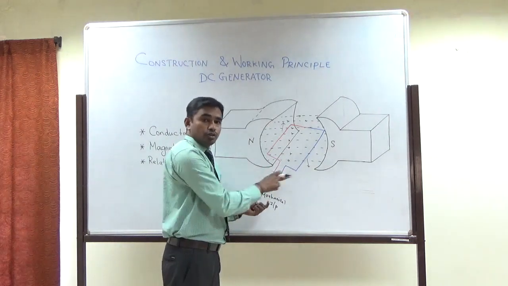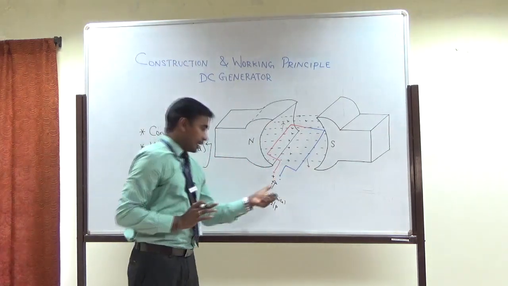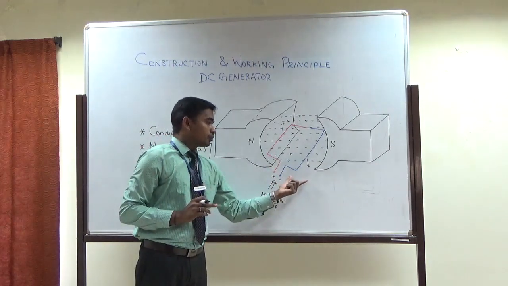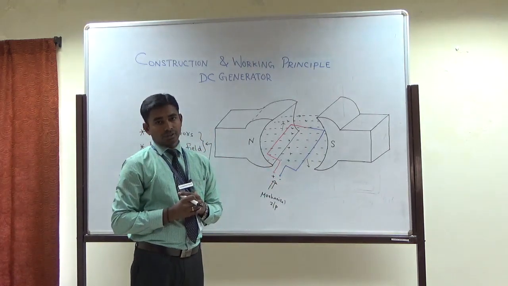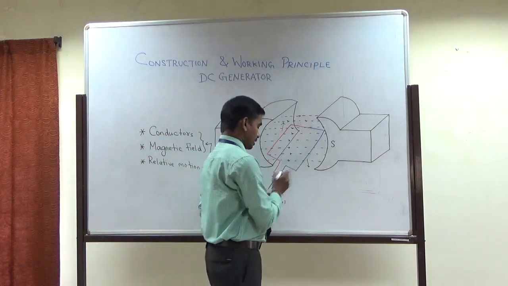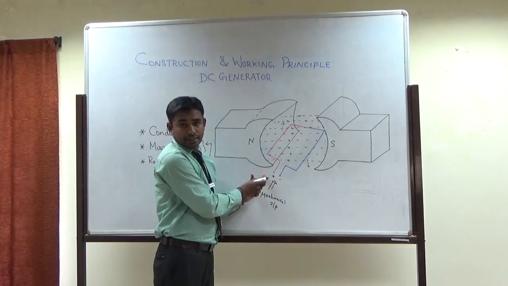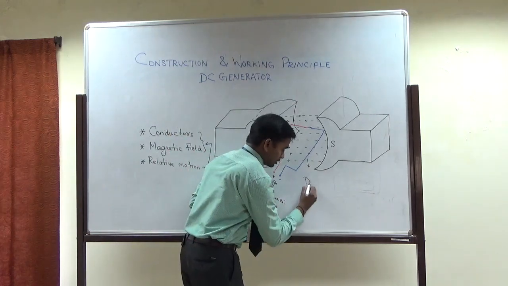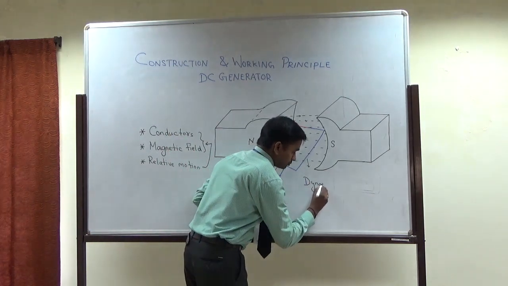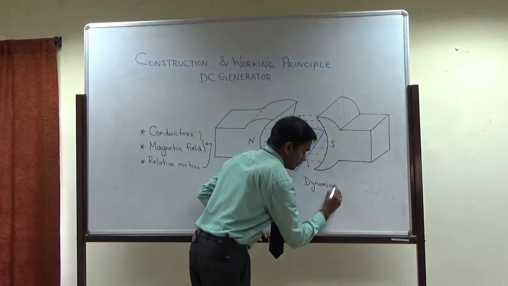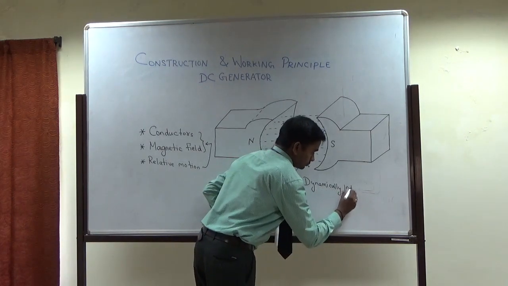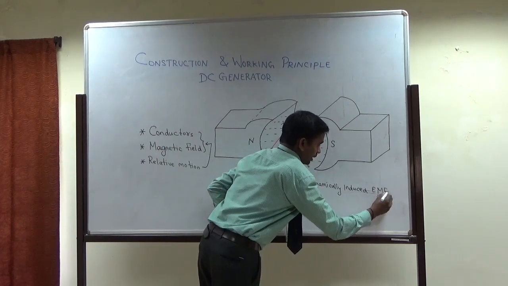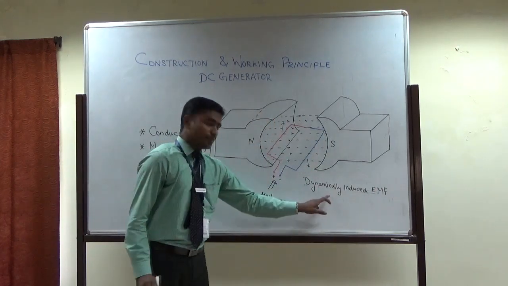This operation is continuously happening. Now we can get electricity, but there are many constraints. So dynamically, the EMF induced in this machine is dynamically induced EMF. What is that dynamically induced EMF?